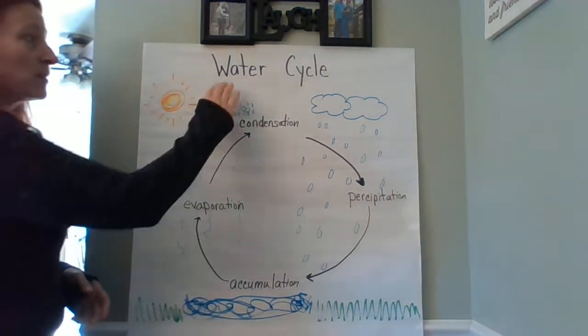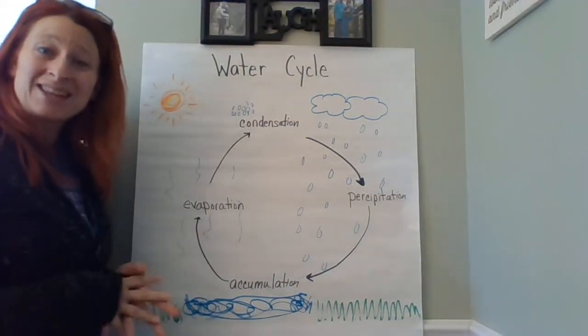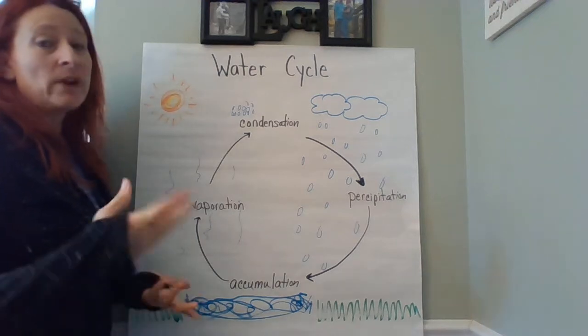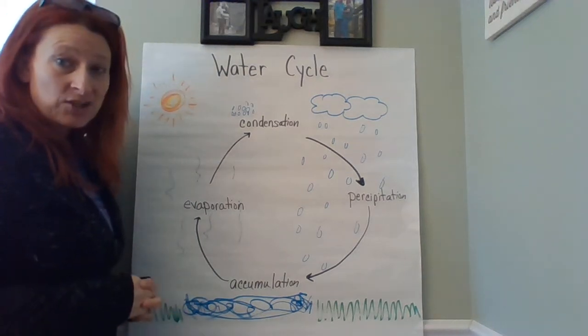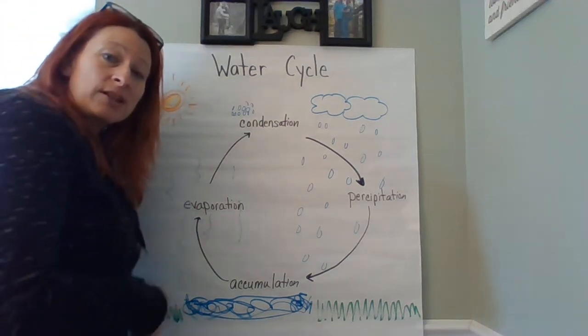All right, guys, so here's the water cycle. Remember, a cycle is something that goes around and around and around. There's no beginning, there's no end. So we are going to start, though, with precipitation in our water cycle. So precipitation, everybody say precipitation.